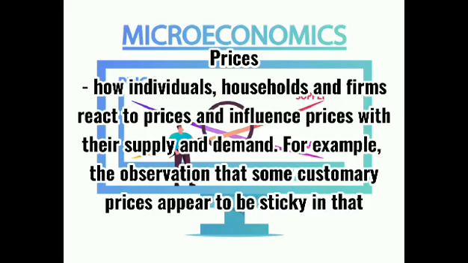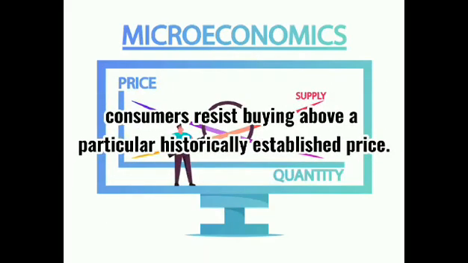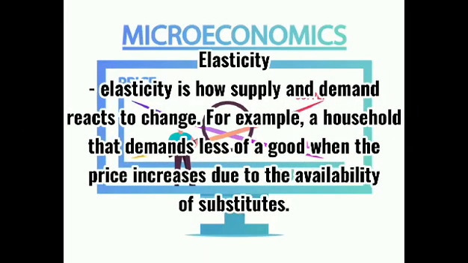For example, the observation that some customary prices appear to be sticky in that customers resist buying above a particular historically established price. Elasticity. Elasticity is how supply and demand react to change. For example, a household that demands less of a good when the price increases due to the availability of substitutes.